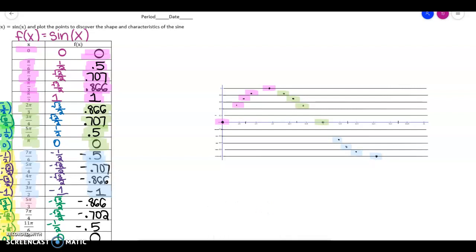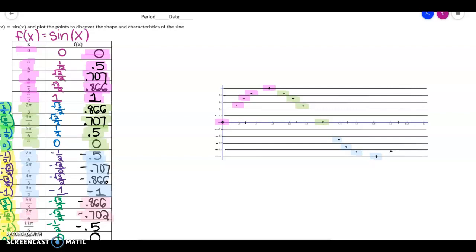All right, so our first one that we're going to plot is 5 pi over 3. Okay, when x equals 5 pi over 3, our y value is negative 0.866. So I'm going to plot that one first. Let me try that again. That wasn't a good point. There we go.